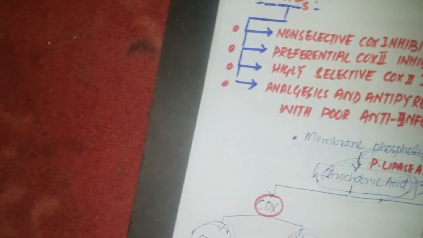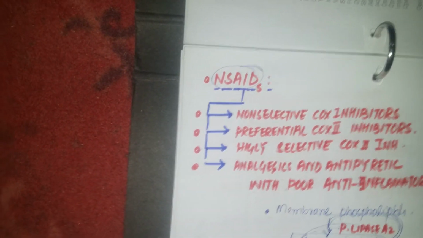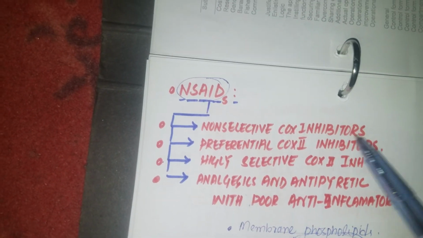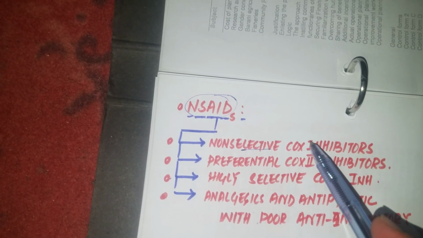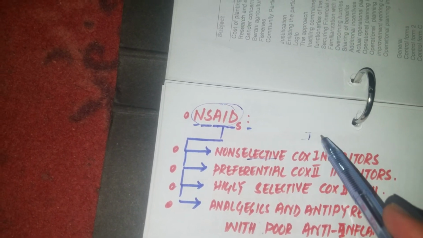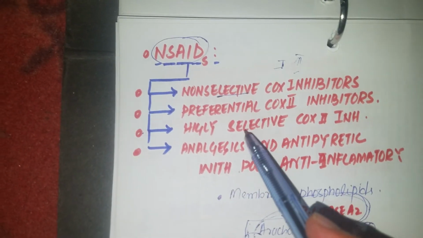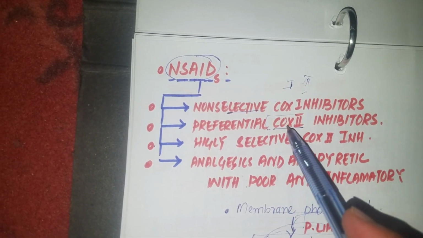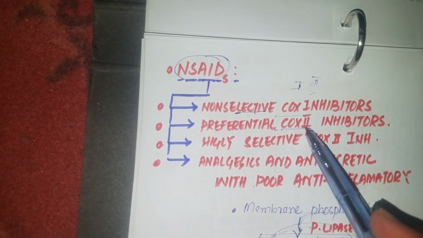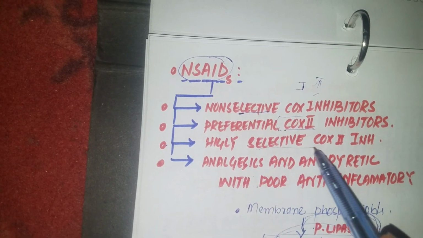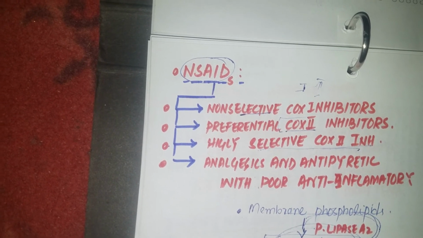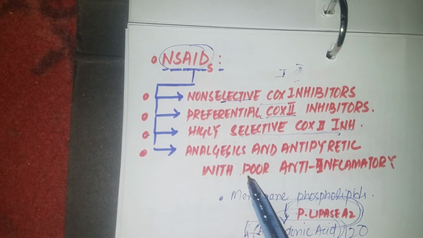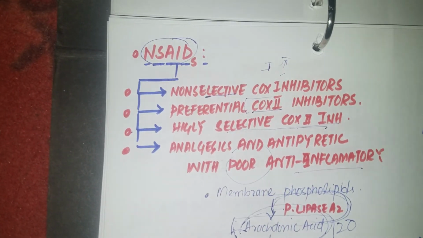Now, coming towards the classification of the NSAIDs, they are basically divided into four groups. The first one is the non-selective COX inhibitors. Non-selective means these drugs will act on both COX-1 and COX-2. The second one is preferential COX-2 inhibitors. They will preferentially act on the COX-2 enzyme to inhibit it. The third one is highly selective COX-2 inhibitors, and the fourth one are those drugs which have analgesic and antipyretic properties, but they are poor anti-inflammatory drugs.